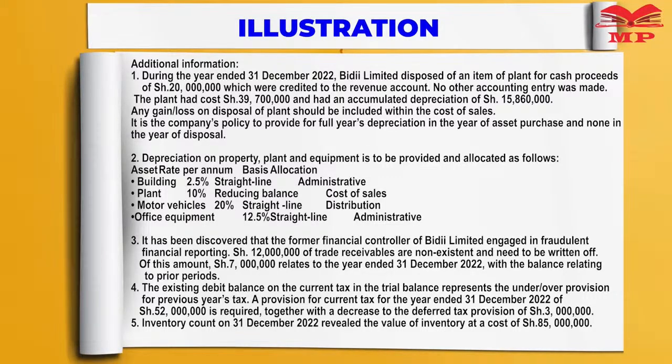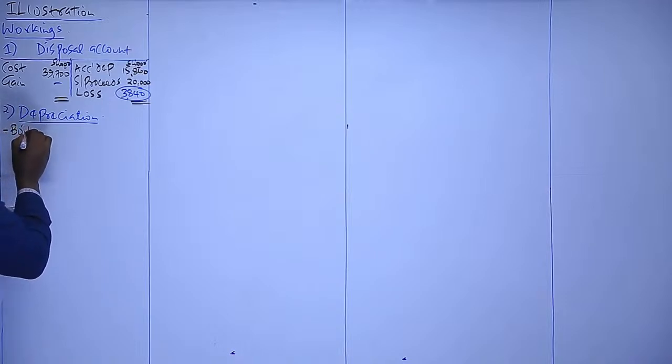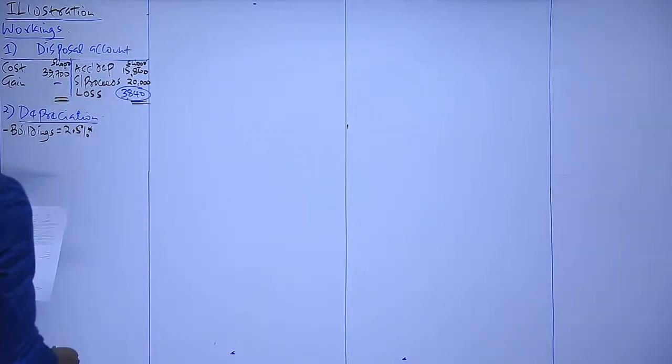So let's go to note number 2. And you're told depreciation on property, plant and equipment is to be provided and allocated as follows. So let's compute those particular depreciations. As per note number 2, we compute the depreciation of items of PPE. We start by computing depreciation of the first item, which is buildings. So we are told buildings are depreciated at the rate of 2.5%. Using which method? Using straight line.